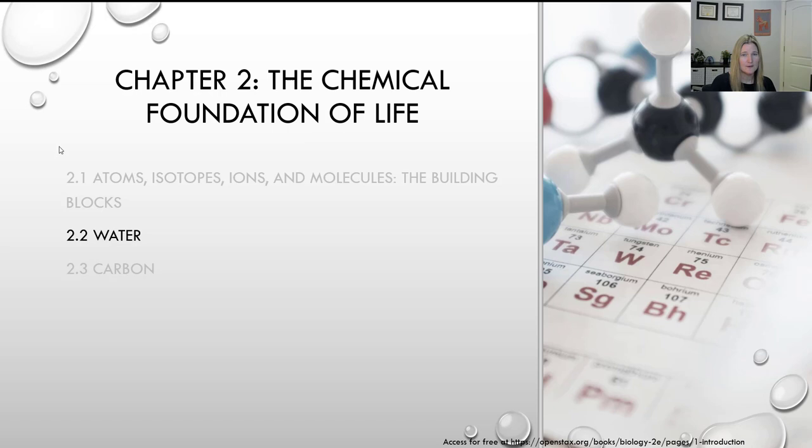So in the first part of chapter 2, we learned a little bit of chemistry. We learned what atoms are and how atoms form molecules. Now we're going to concentrate on the water molecule, one of the chemical foundations of life.